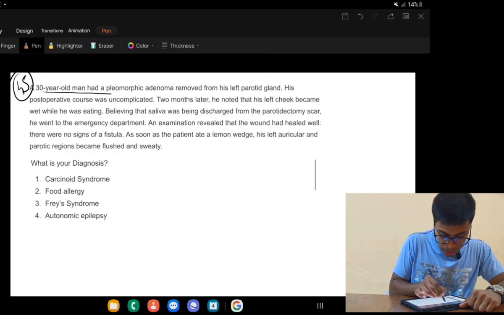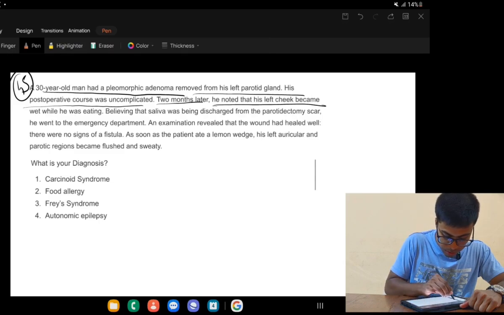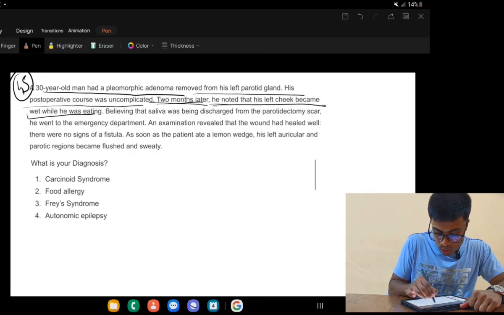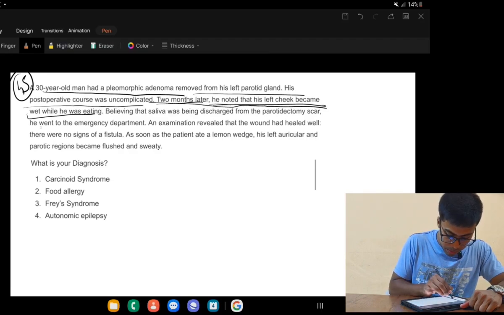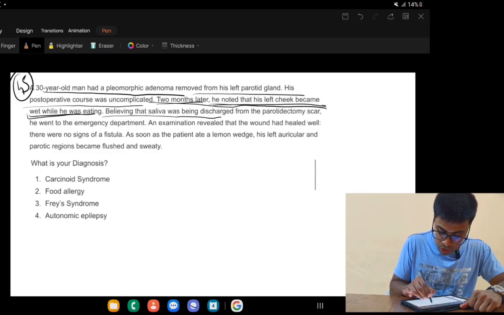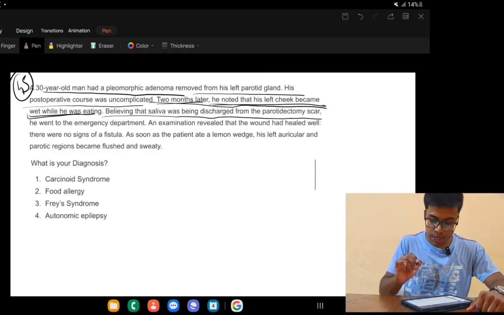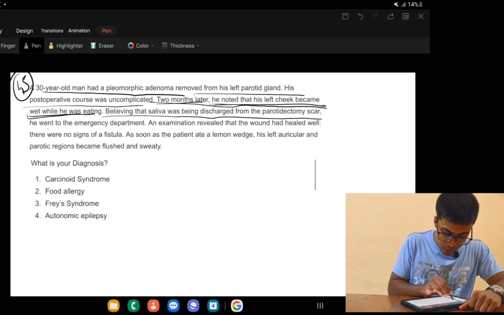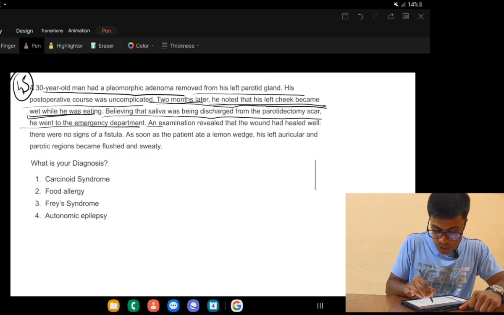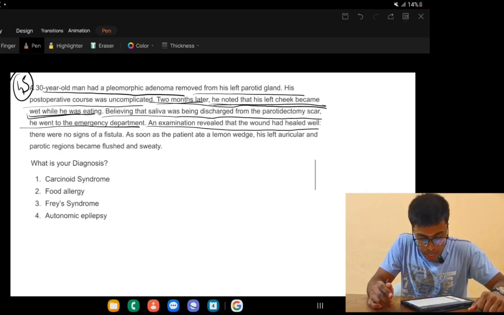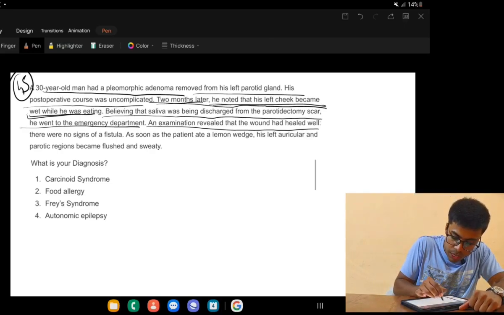A 30-year-old man had a pleomorphic adenoma removed from his left parotid gland. His post-operative course was uncomplicated. Two months later, he noted that his left cheek became wet while he was eating. Believing that the saliva was being discharged from the parotidectomy scar, he went to the emergency department, and an examination revealed that the wound had healed well. There were no signs of fistula.